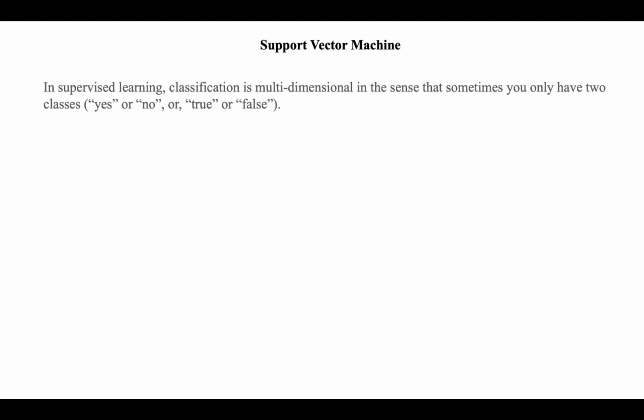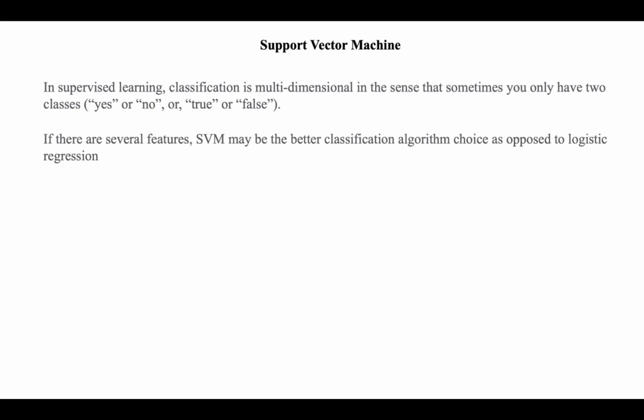If you take examples like risk management or risk modeling, then you can have low risk, medium risk, or high risk. So SVM is a binary classifier, used for those true or false, yes or no types of classification problems. Features are important in supervised learning. If there are several features, SVM can be considered a better classification algorithm choice as opposed to logistic regression.